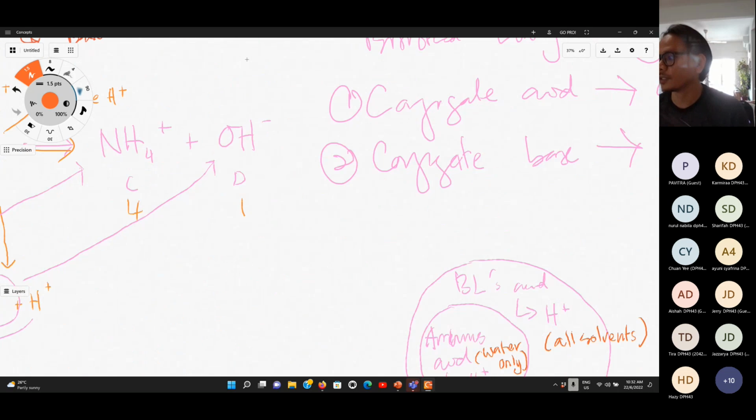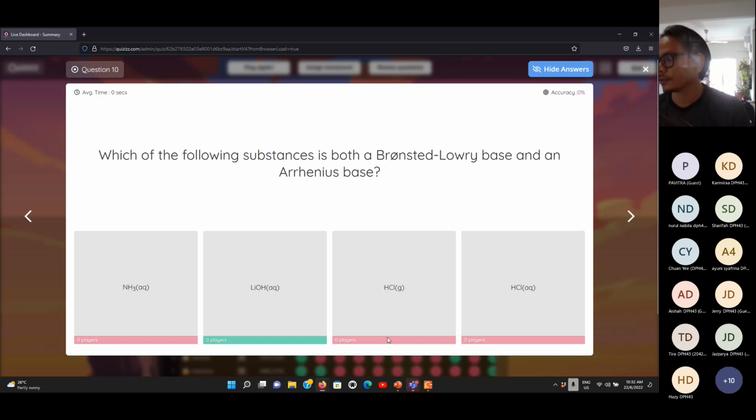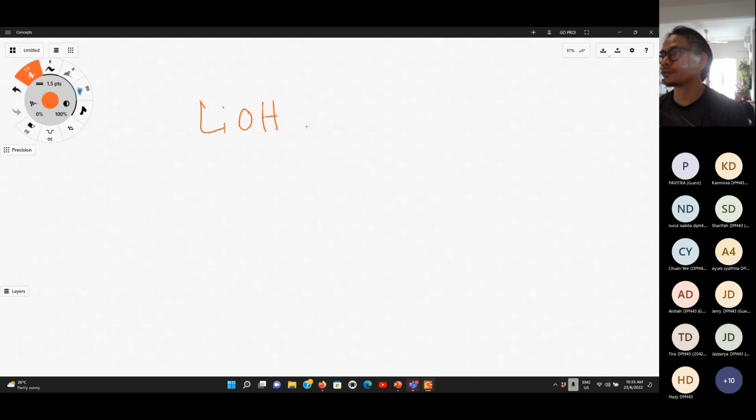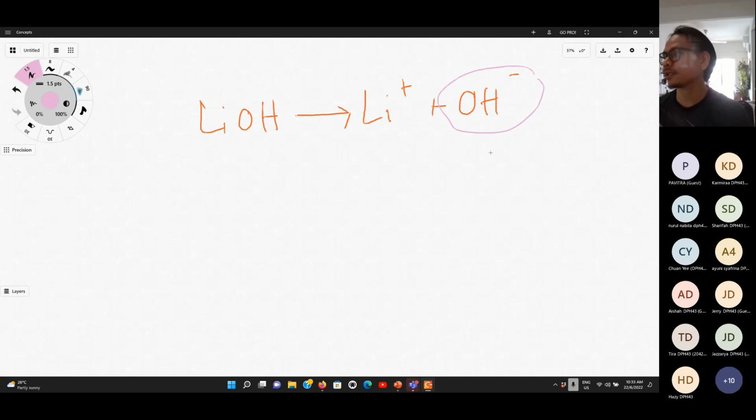So all of the options tadi tu, untuk lithium hydroxide, that was the substance, lithium hydroxide aqueous, correct. So untuk lithium hydroxide, bila dia dissolve in water, dia boleh dissociate menghasilkan lithium plus dan juga OH-. So by definition, bila dia boleh hasilkan OH- ion ni, because it can produce this, that means dia adalah sejenis Arrhenius base.